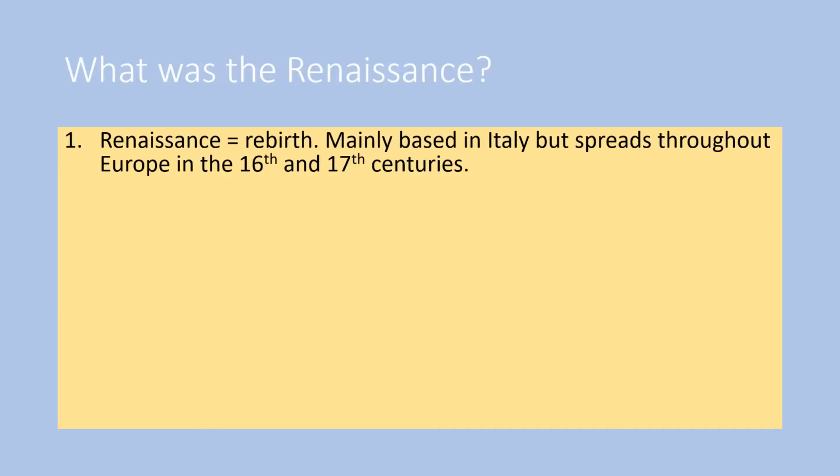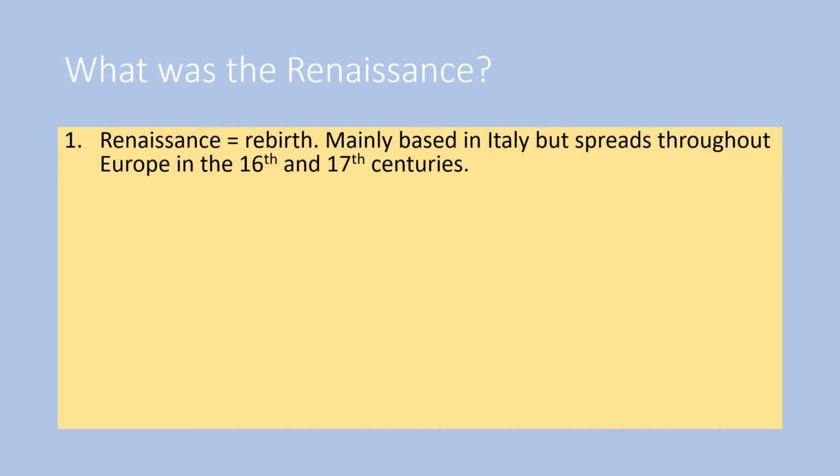So the word Renaissance is a French term meaning rebirth, and the Renaissance at this time is mainly based in Italy. That's where we see the cradle of the Renaissance, especially in the significant cities of Florence and also to an extent Venice as well. It's mainly based in Italy, but the ideology and the ideas of the Renaissance spread throughout Europe during the 16th and 17th centuries, that being the 1500s and the 1600s.